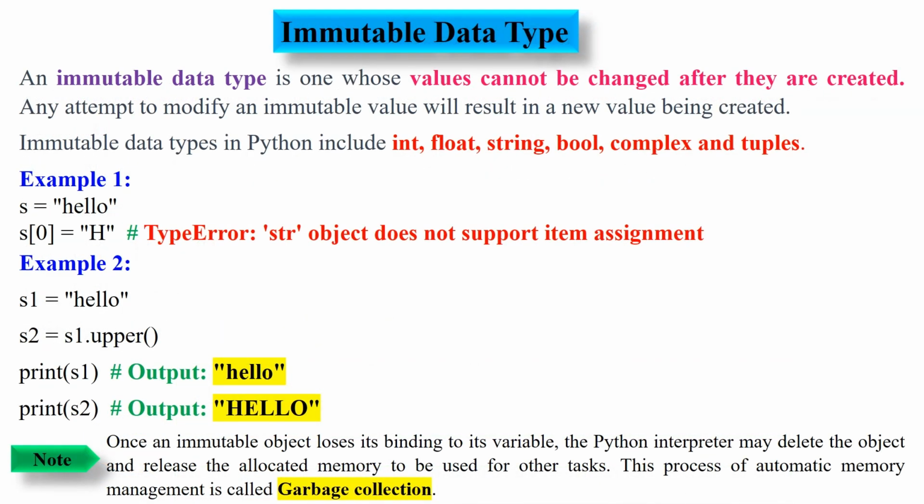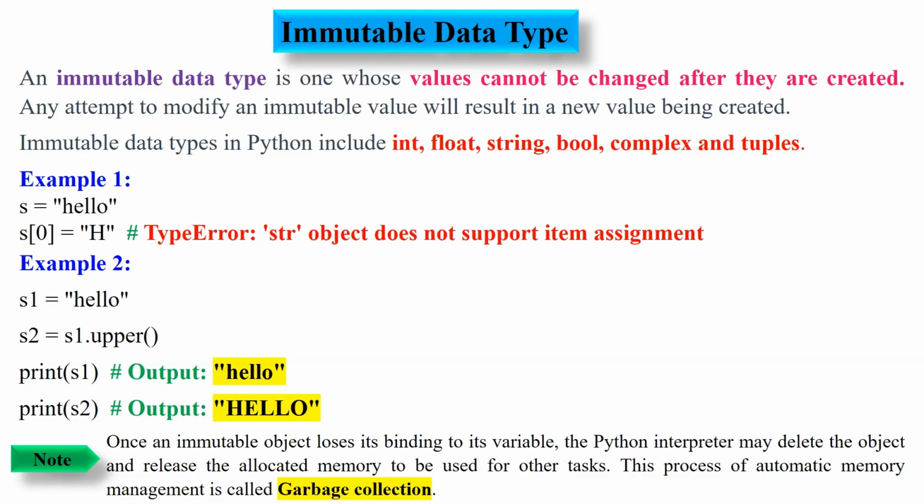An immutable data type is one whose values cannot be changed after they are created. Any attempt to modify an immutable value will result in a new value being created. Immutable data types in Python include int, float, string, bool, complex, and tuples. Here's an example that demonstrates the immutability of a string.